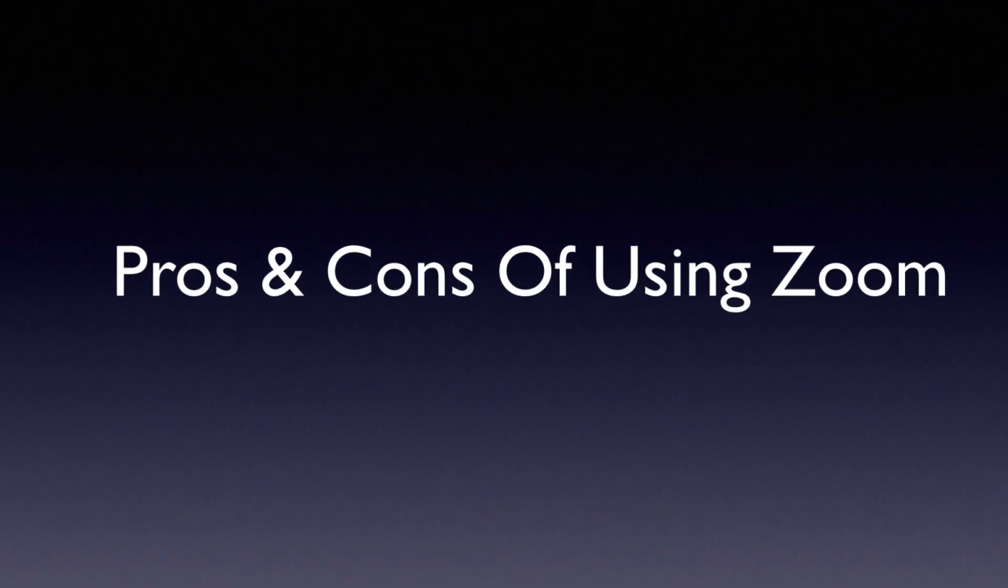Here are the pros and cons of using Zoom. You can have unlimited one-to-one meetings with a free account. All you have to do is send the participants a Zoom link. If there's 3 or more participants, you have a time limit of 40 minutes. Number 2, you can join the meeting from any device. Participants can join from their computer, laptop, tablet, or even their phone. The cons are you have to download the Zoom app when joining from your phone.